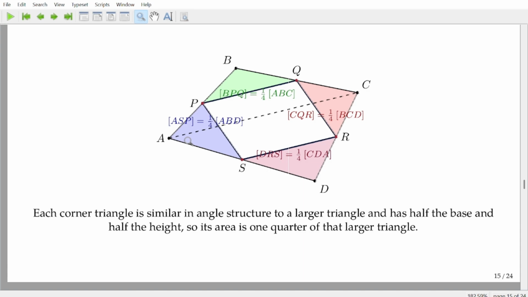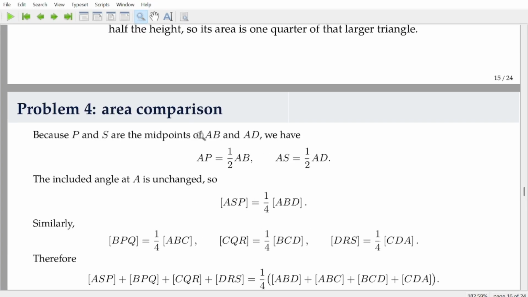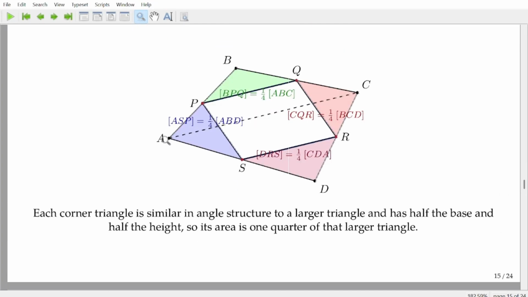However, it's the same for 2 different triangles that we're trying to consider here. If I consider triangle ABD, which I haven't really drawn in here, but just imagine there was a line going from B to D, and you look at that triangle ABD and triangle APS, they both have the same angle at A.